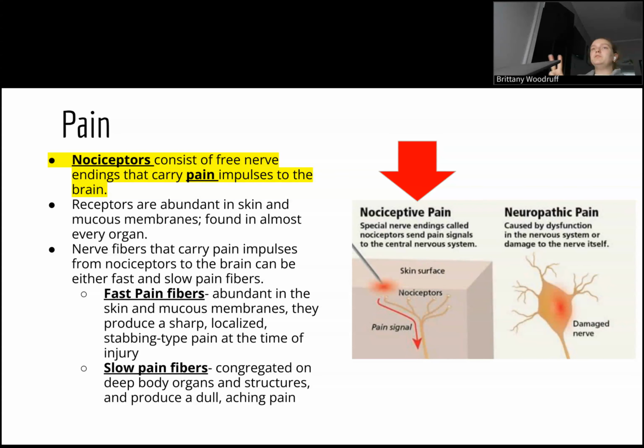Now, there are two different types of pain fibers. You have fast pain fibers and you have slow pain fibers. Okay. Fast pain fibers are going to be found in the skin and mucous membrane. These are going to produce this sharp, localized stabbing pain at the time of injury. So something like a paper cut. Slow pain fibers, on the other hand, are going to be found in deeper body organs and structures, and they produce more of a dull aching pain. So think about it as a stomach ache. Okay, so the difference between a stomach ache and a paper cut.